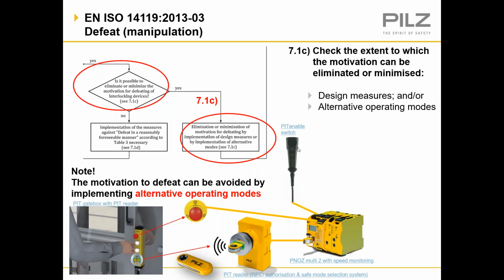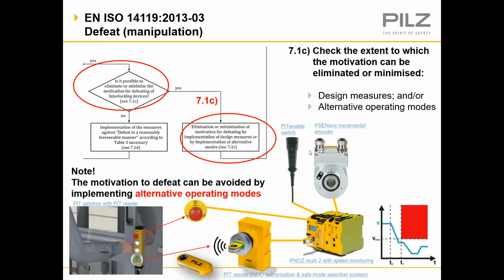Alternatively, you could use a PIT-enabled switch, and that would allow an operator to work safely within a machine's dangerous area. It may be that you need to put the machine in an inch mode, for instance, but you're doing that whilst in the guarded area. And if there was an incident, the way that it's designed is that you would release the switch and that would stop the machine. You could do it via encoders to determine safe position and speed.